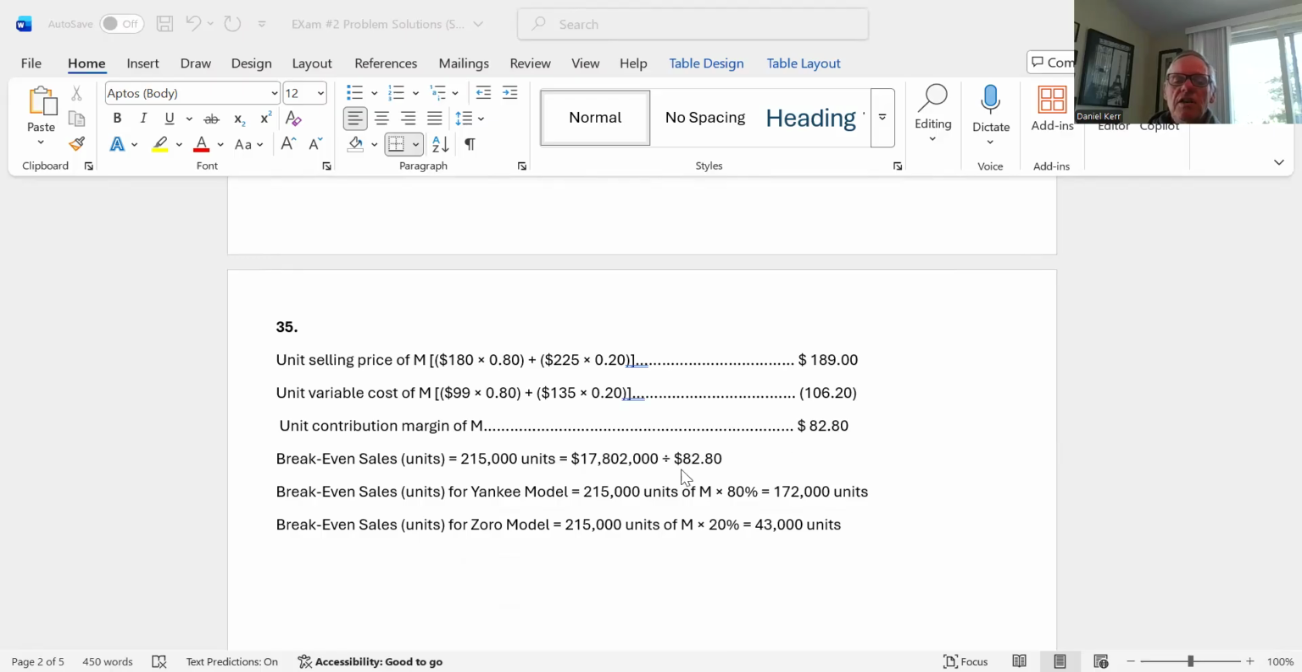proportion of the sell. So you get a break-even point of 215,000, and then you got to allocate that 80% to the Yankee model, and 20% to the Zorro model. So it's 172,000 of Yankee and 43,000 of Zorro.